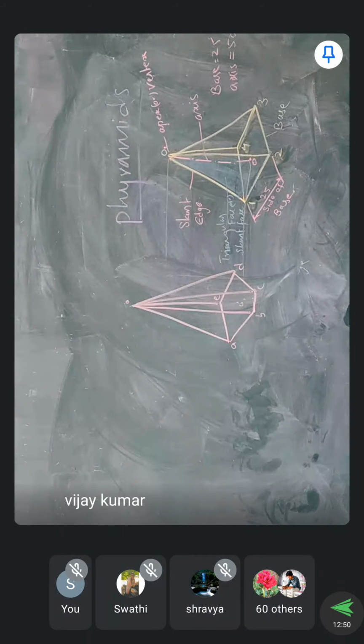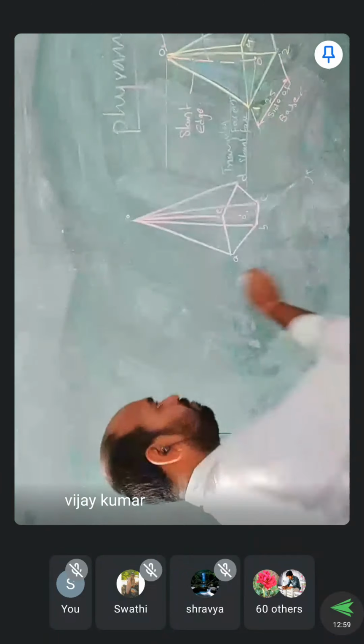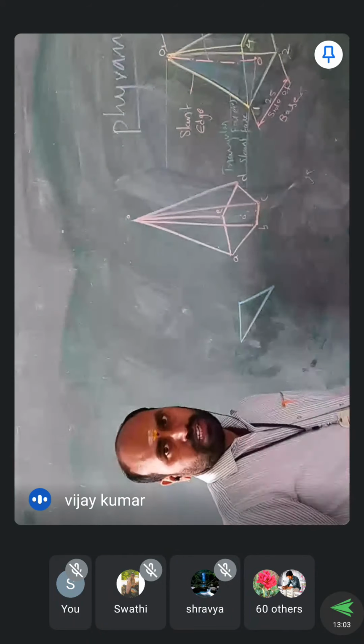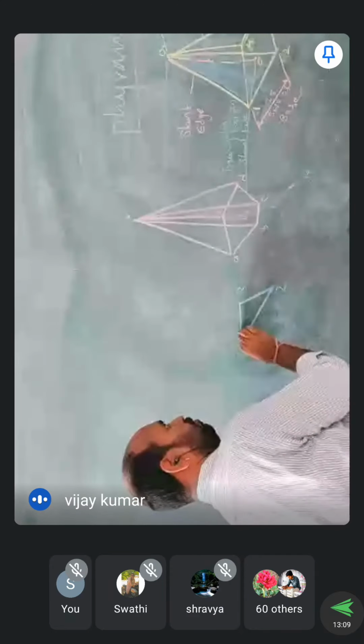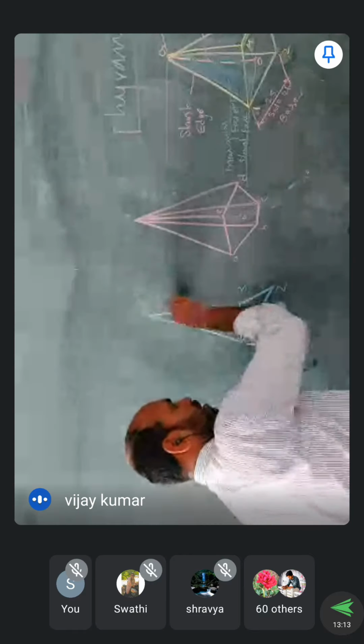And next one is triangular. This is a triangular base, 1, 2, 3, and the vertex point is here, O1. We have to join all the points here only.